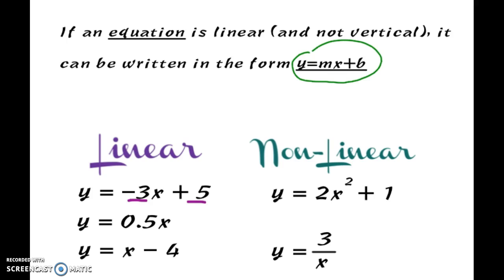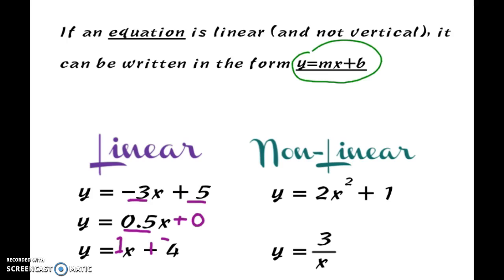y equals 0.5x is also linear. 0.5 is the m. You don't see the invisible b value, but you could add 0 without changing that. In y equals x minus 4, well, there's an invisible number of a 1 in front of the x, and minus 4 could be written as plus negative 4. These all follow the format.